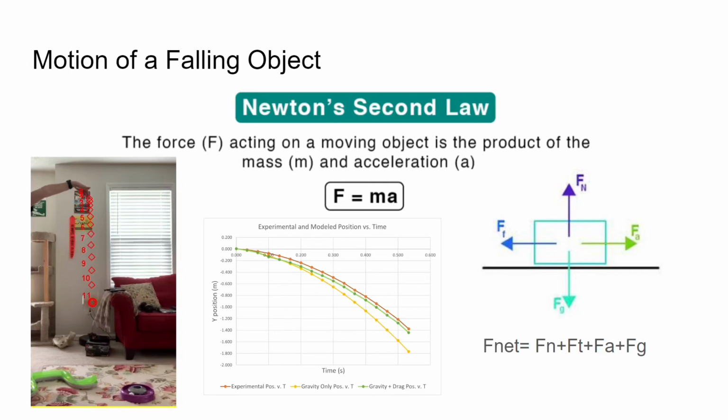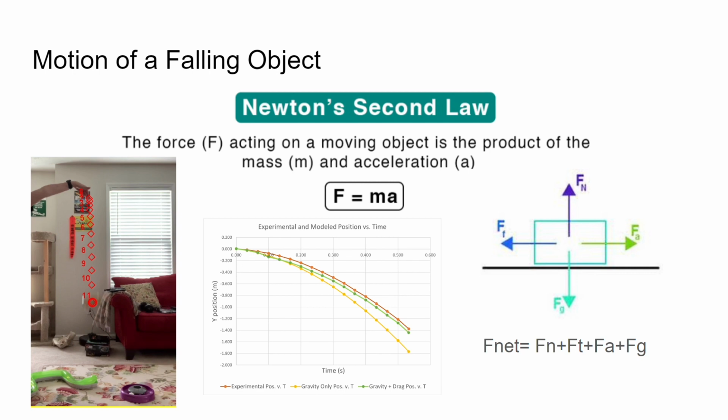Lab experiment 2 consisted of demonstrating Newton's second law, net force equals mass times acceleration, by testing the motion of a falling object. The purpose of this experiment was to determine and model the effect that air drag has on an object in vertical motion. This was performed by dropping an empty can from a height and tracking its motion with a software tracker.